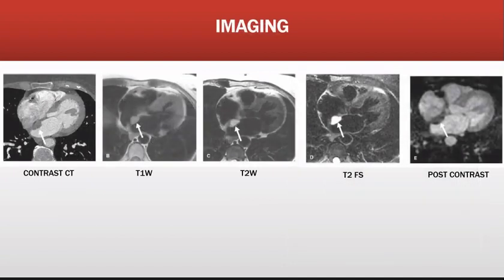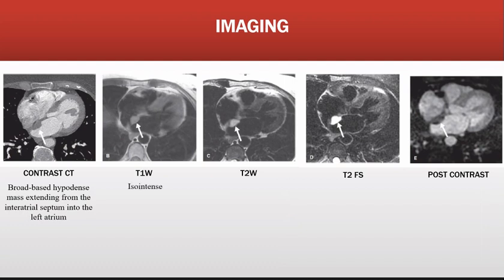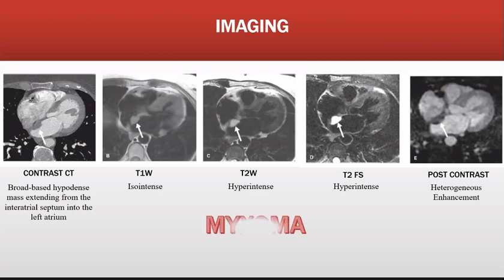Upon further investigation for this patient, they requested a CT scan and MRI. Axial post-contrast CT scan demonstrates a broad-based, hypodense mass extending from the interatrial septum into the left atrium. MRI shows iso-intense signal on T1 weighted images, hyper-intense signal on T2 weighted images, with and without fat saturation, and heterogeneous enhancement on early post-contrast T1 weighted imaging. After surgical removal, pathology was consistent with an atrial myxoma.